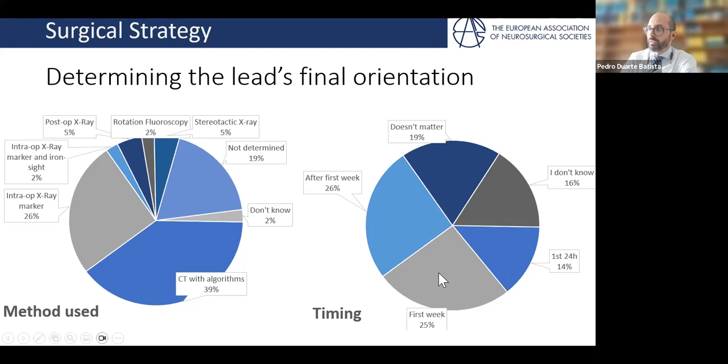But the timing is even more variable. 14% say that we can do it in the first 24 hours, 25% during the first week, and 26% after the first week because of the shift that happens.